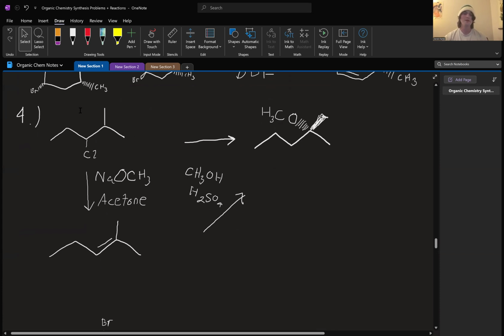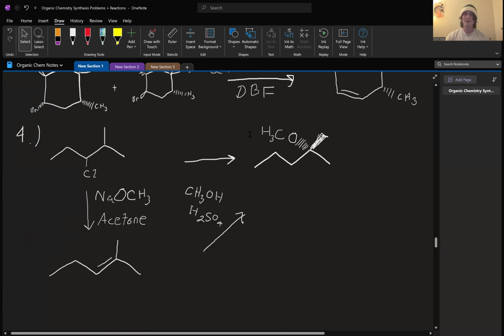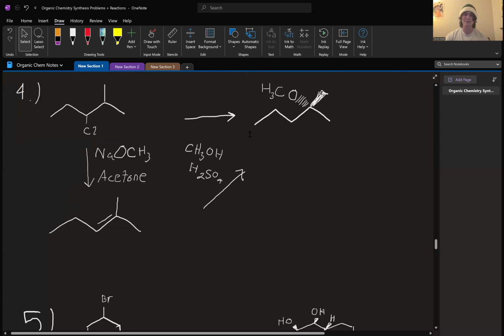But like I said, do an elimination using a small strong base. That gives you the Zaitsev product. And then you do a solvation reaction with the double bond, or the alkene, to create a Markovnikov addition of a methoxide or methoxy group, which we have here. And then, yeah, that's it for that one. That's a nice two-step synthesis, not too bad.